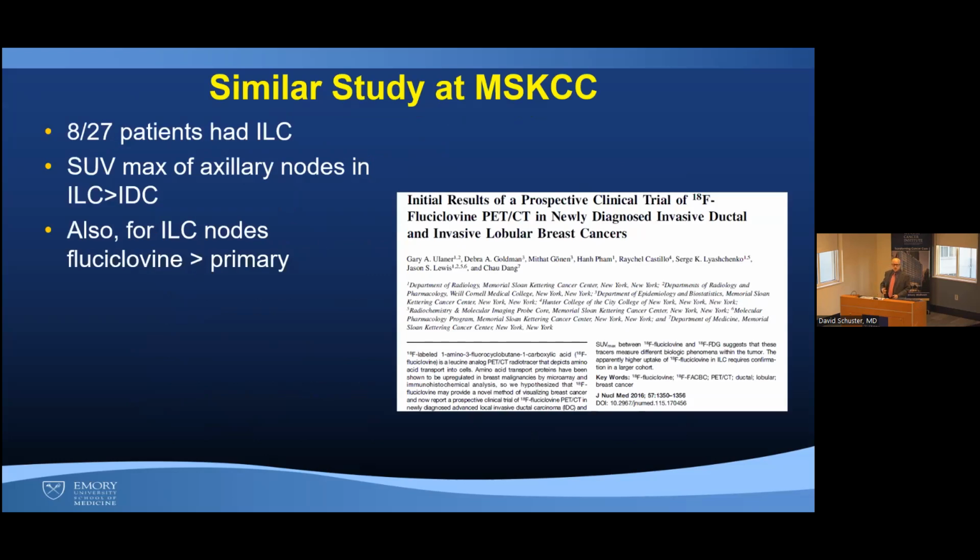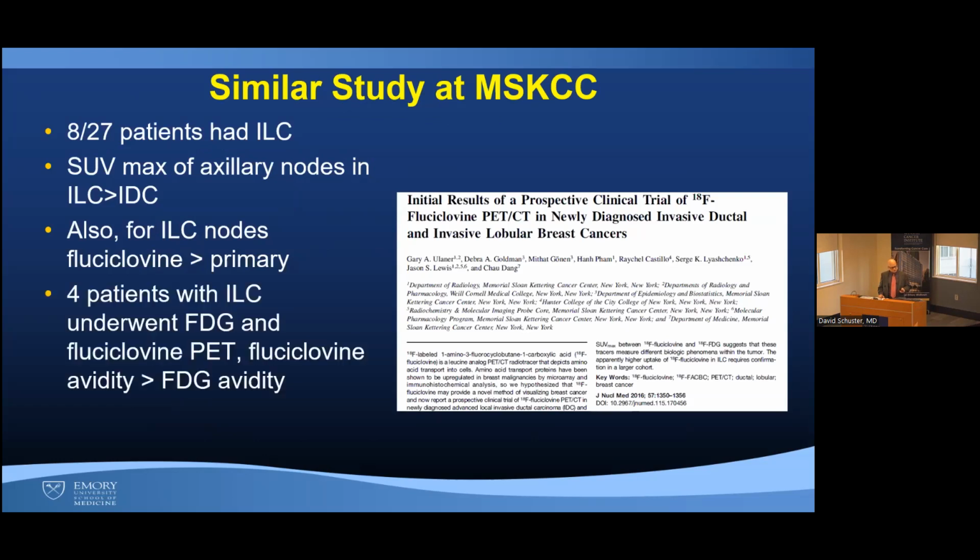A similar study was going on at the same time at Sloan Kettering, actually. 8 out of the 27 patients had ILC in their series. And also they found that there was some utility, but SUV max of axillary nodes in ILC was greater than IDC. And also ILC nodes had greater uptake with fluciclovine than in the primary lesion. 4 patients with ILC in their series underwent FDG and fluciclovine PET, and fluciclovine avidity was greater than FDG avidity.